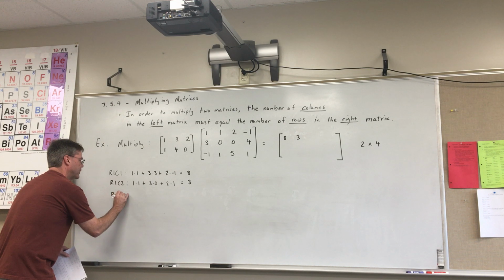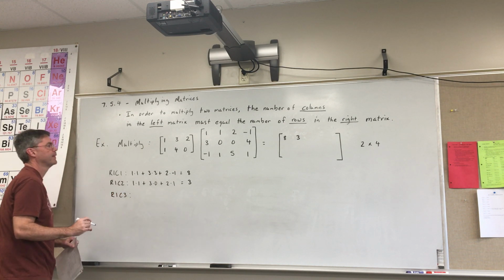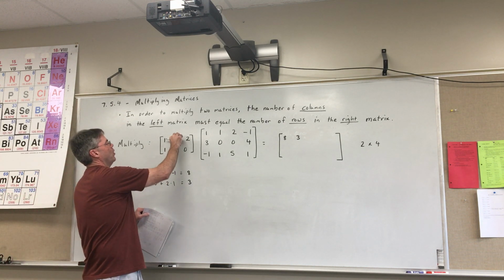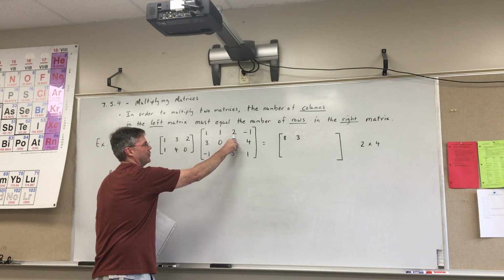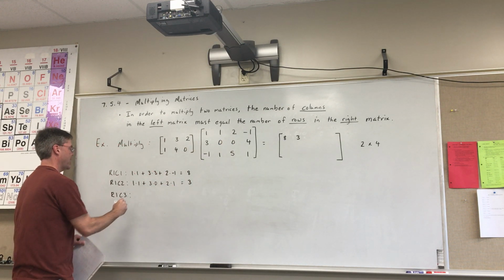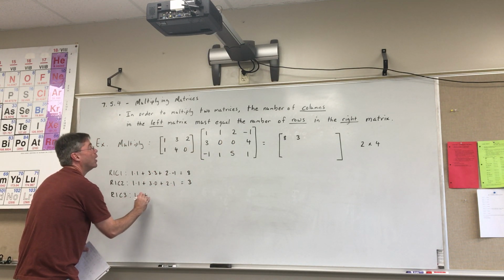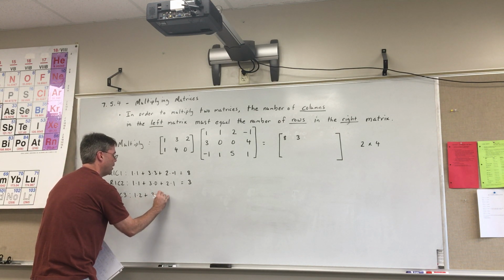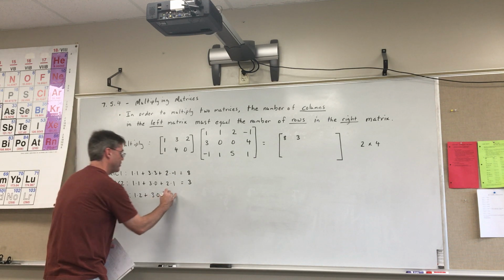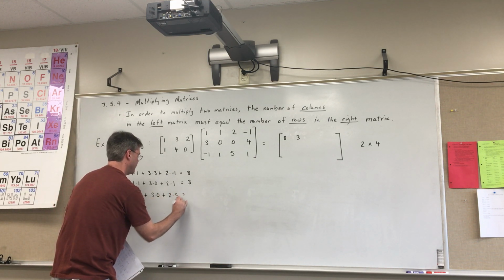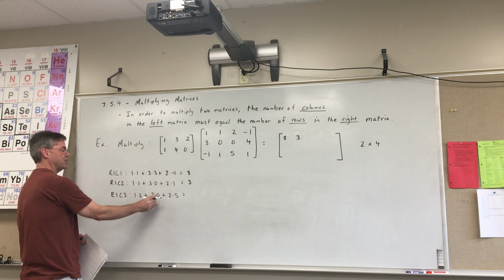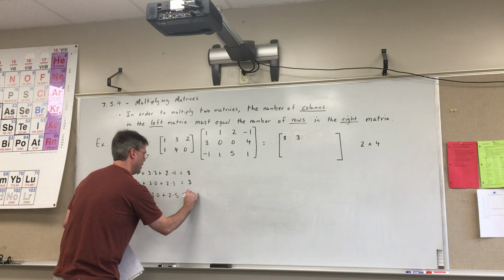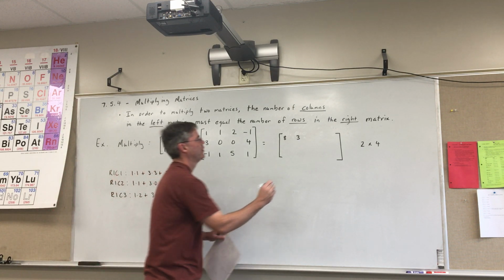Now row 1, column 3. So we're going to do row 1 times column 3. So that's 1 times 2 plus 3 times 0 plus 2 times 5. It's 2 plus 0 plus 10, which is 12.